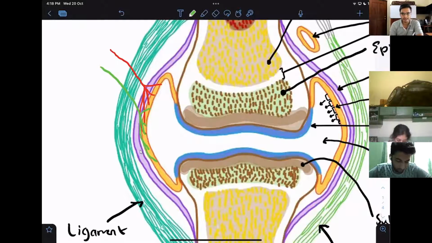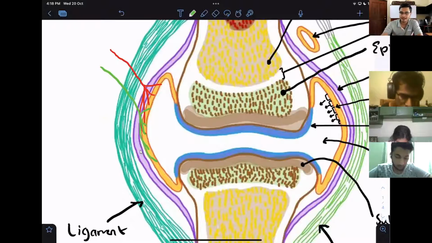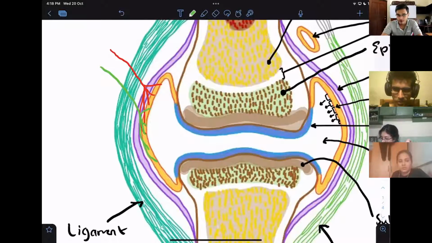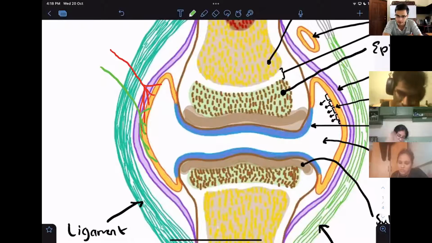As opposed to that, what do you think about the cartilage, guys? This hyaline cartilage, this articular cartilage, does it have a blood supply? No, good. Hyaline cartilage is avascular and aneural. Write that down. Therefore, if the hyaline cartilage is avascular and aneural, where does it get its nutrition from?